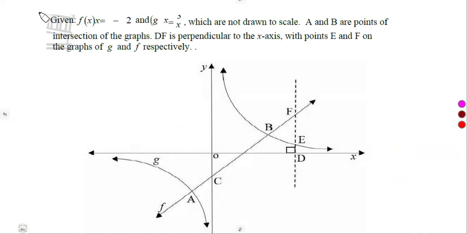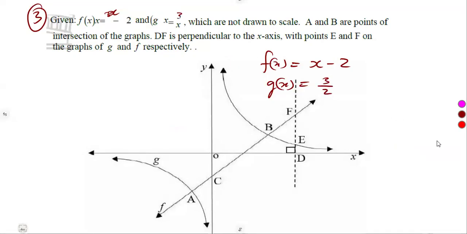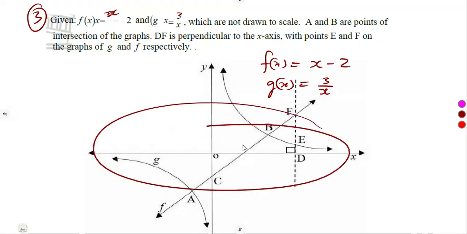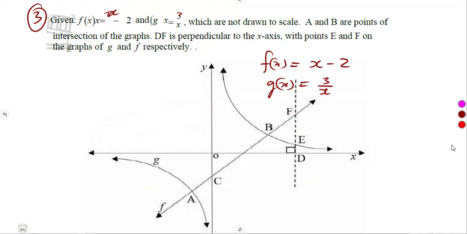Question number 3, we are given f of x, which is given by the equation x minus 2, and g of x is given by the equation 3 over x. So this is what we're given, which are not drawn to scale, so don't measure anything because we don't have a scale there. But we are given that A and B are the points of intersection of the two graphs.